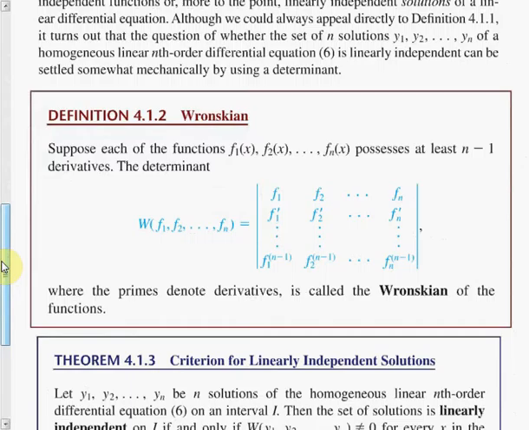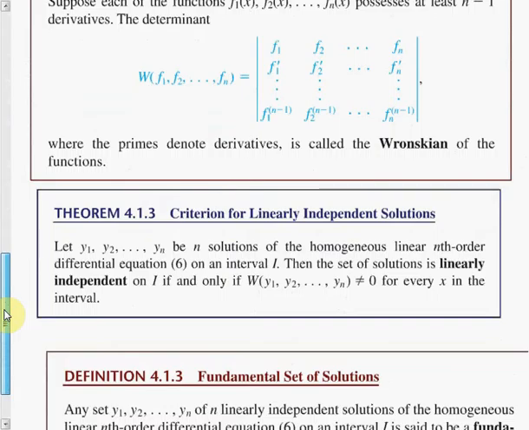Now, the criterion here with the Wronskian, the definition of the Wronskian, says this: just find the so-called determinant of these functions. But the theory of the Wronskian says that if the determinant is not equal to 0, then the functions are said to be linearly independent. It's called here the criterion. It's the theorem associated with the Wronskian.